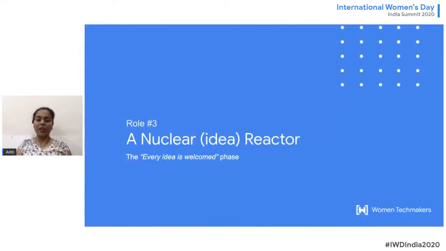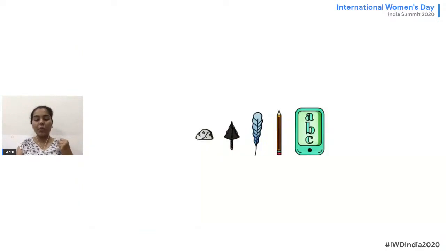The third role, which we all play, I really like to call a nuclear reactor, whereas others usually call it an idea reactor. There's a phase where we welcome everybody who is interested in giving ideas into a room. We close that room and we make them work like children, right? We divide them into teams, and then they are just going around and figuring out ideas and doing this and that.